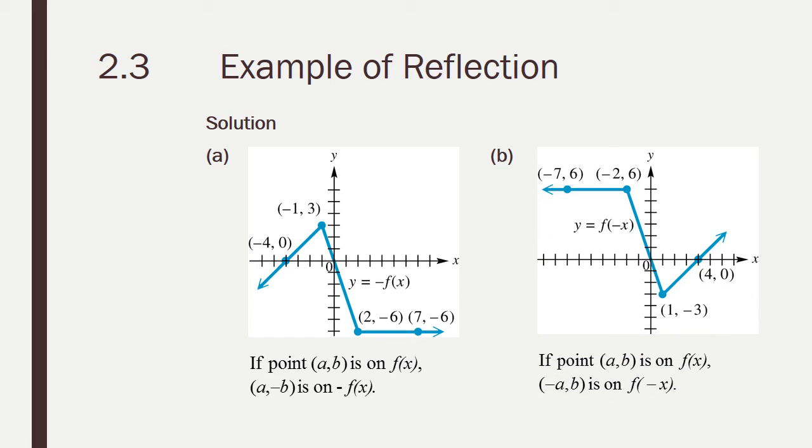Here's the graph of f of negative x, and for this one, if (a, b) is on f of x, then (-a, b) is on f of negative x. In other words, we're leaving the y values the same as the original, but we're trading out the x values for their opposites.